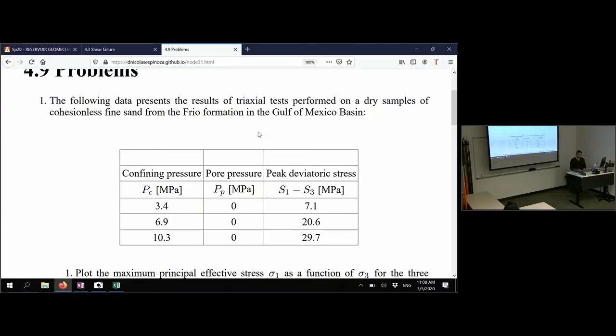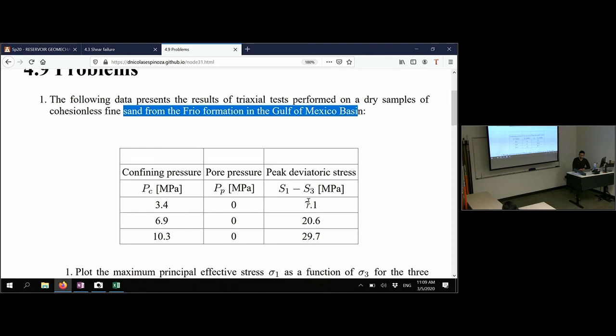For problem number 1, now you have data for another type of rock. In this case, this is an unconsolidated, uncemented sand from the Gulf of Mexico. It's actually real sand that we tested here in the laboratory. There is quite a bit of gas and oil produced today from this sand. And here you have the values of confining pressure. The pore pressure is 0, the same as in the experiments that you did in the laboratory. And here you have the value of peak deviatoric stress given in this column.